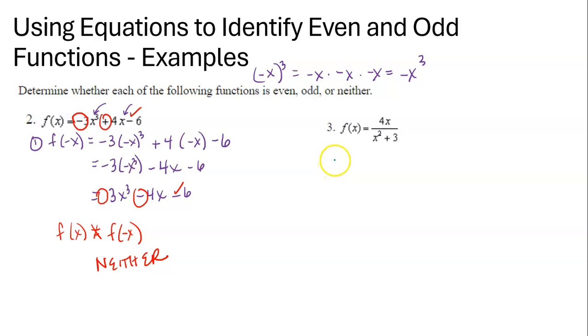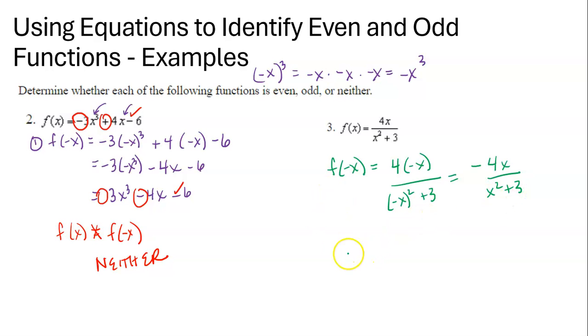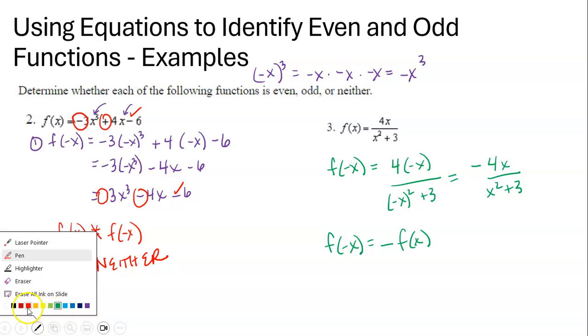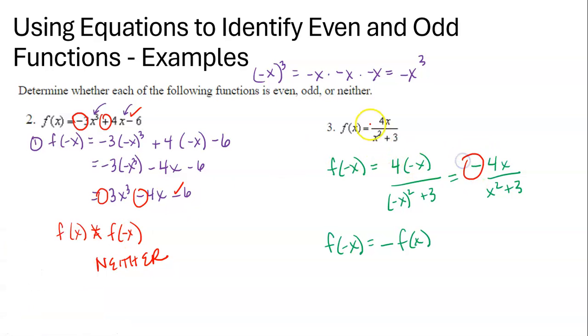Same thing over here. I'm going to plug in f of negative x. So I have 4 times negative x over negative x squared plus 3. That gives me negative 4x over x squared plus 3. So what I have is f of negative x is equal to negative f of x, basically, because I have this, and I made the whole thing negative. So this is an odd function.